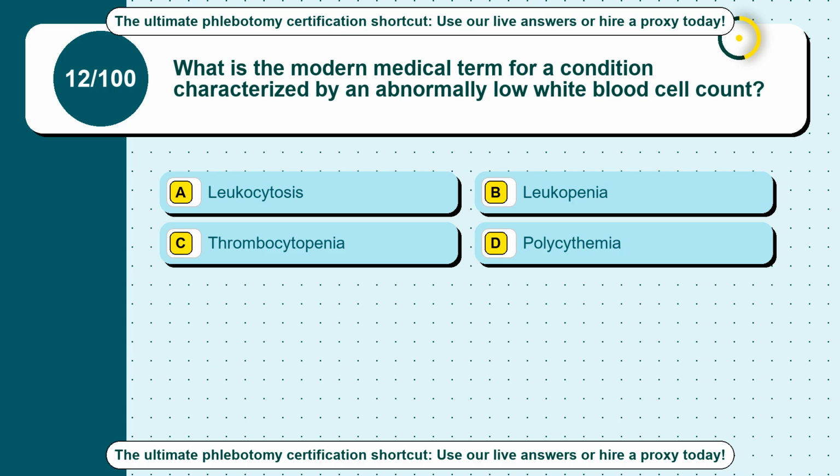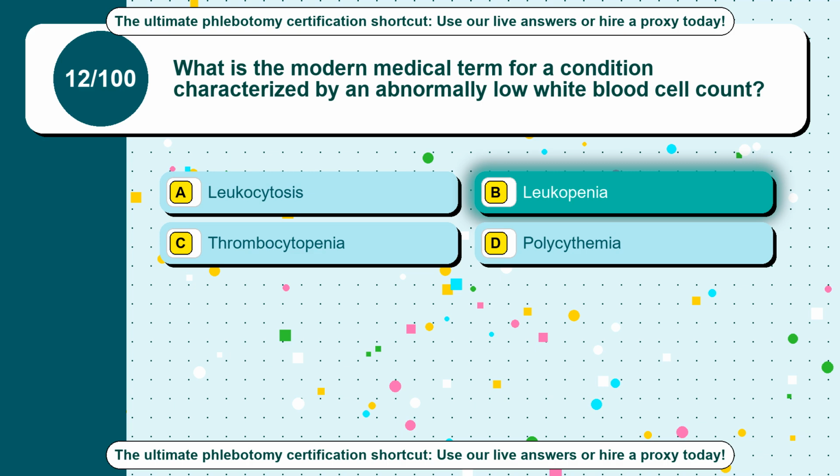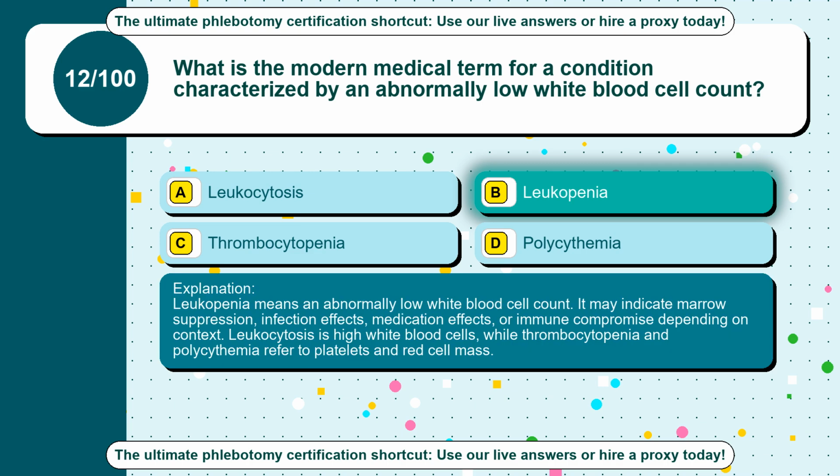Option A, leukocytosis. Option B, leukopenia. Option C, thrombocytopenia. Option D, polycythemia. The correct answer is option B, leukopenia. Leukopenia means an abnormally low white blood cell count. It may indicate marrow suppression, infection effects, medication effects, or immune compromise depending on context. Leukocytosis is high white blood cells, while thrombocytopenia and polycythemia refer to platelets and red cell mass.